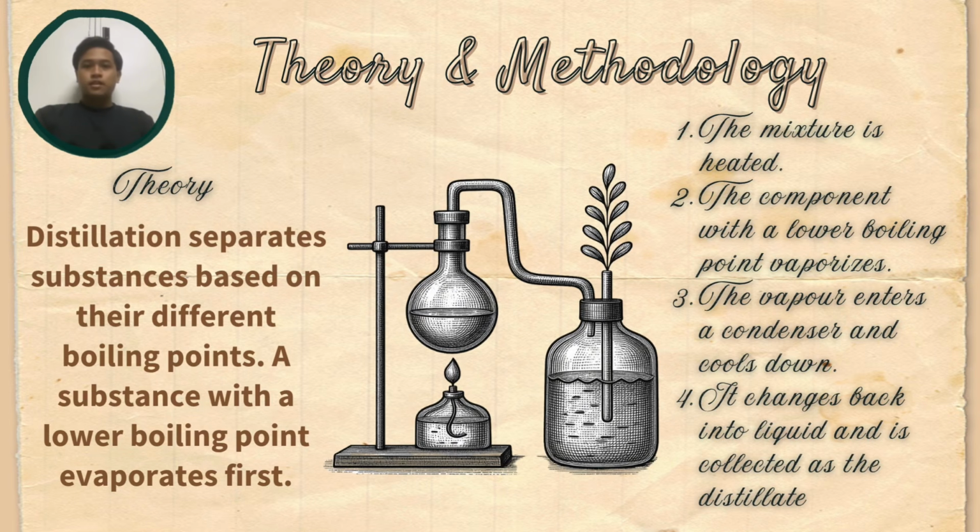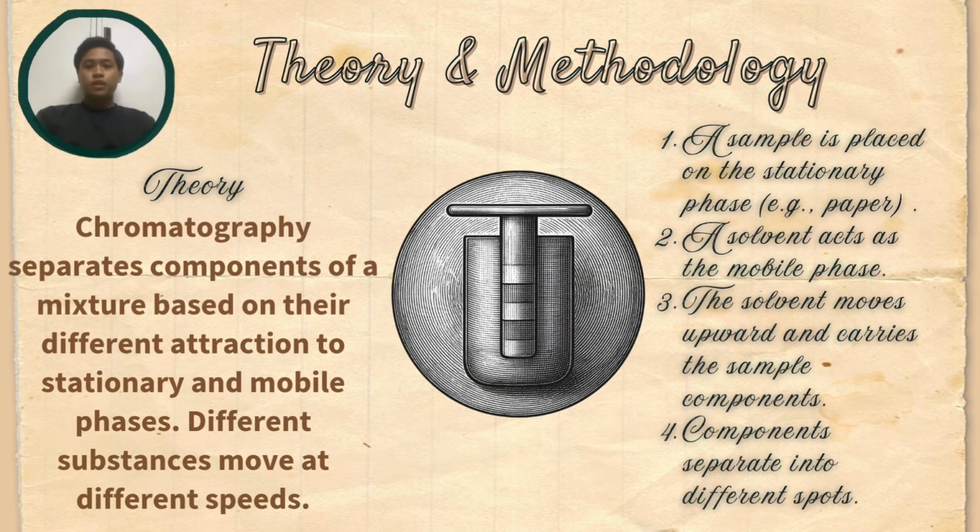In the process, the mixture is heated until one component changes into a vapor. Then, the vapor moves through a condenser where it cools down and turns back into liquid. Lastly, we have chromatography. Chromatography is a technique used to separate different components in a mixture. This happens because each component has a different attraction towards the stationary phase and the mobile phase.